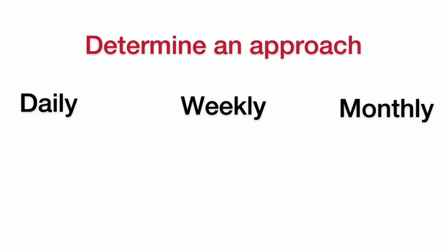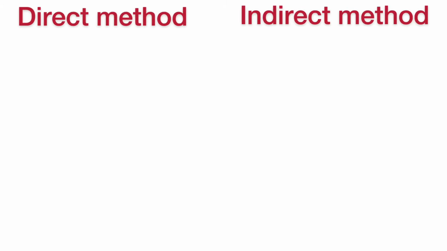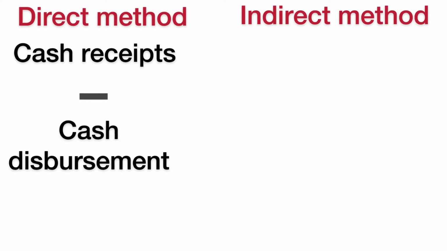Determine an approach. Do you want to view your cash forecast daily, weekly, or monthly? I would recommend a daily cash forecast for businesses that are experiencing potential cash shortage, crisis, or risk. You can also adopt the direct or the indirect method in building your cash flow. Now, the direct method schedules your cash receipts from sales and other means of income, less your cash disbursements like payroll obligations and purchase of raw materials, to get your net cash balance.